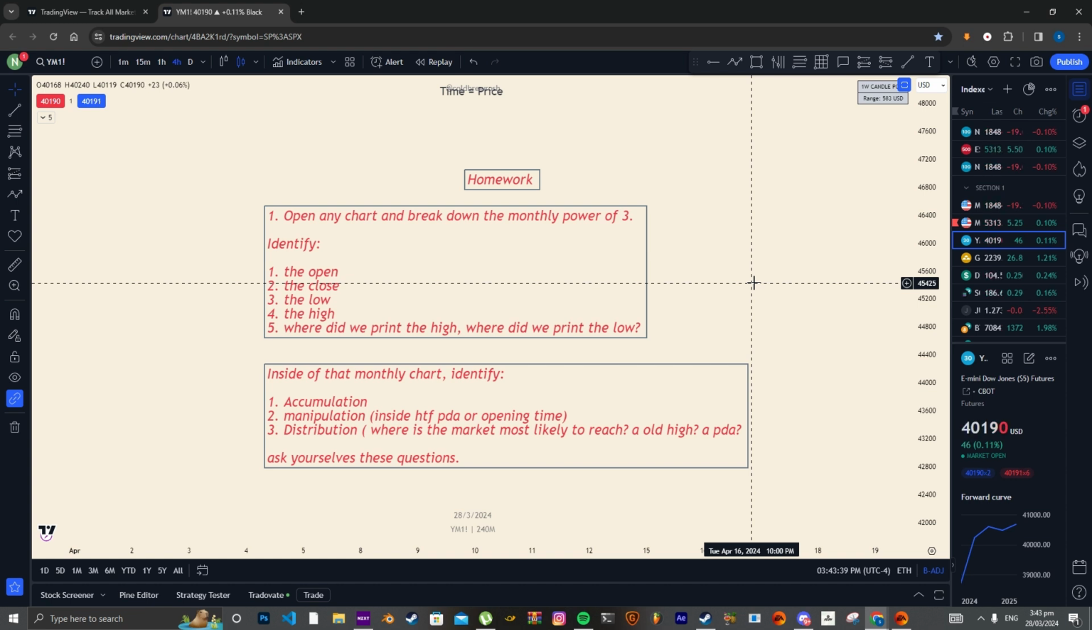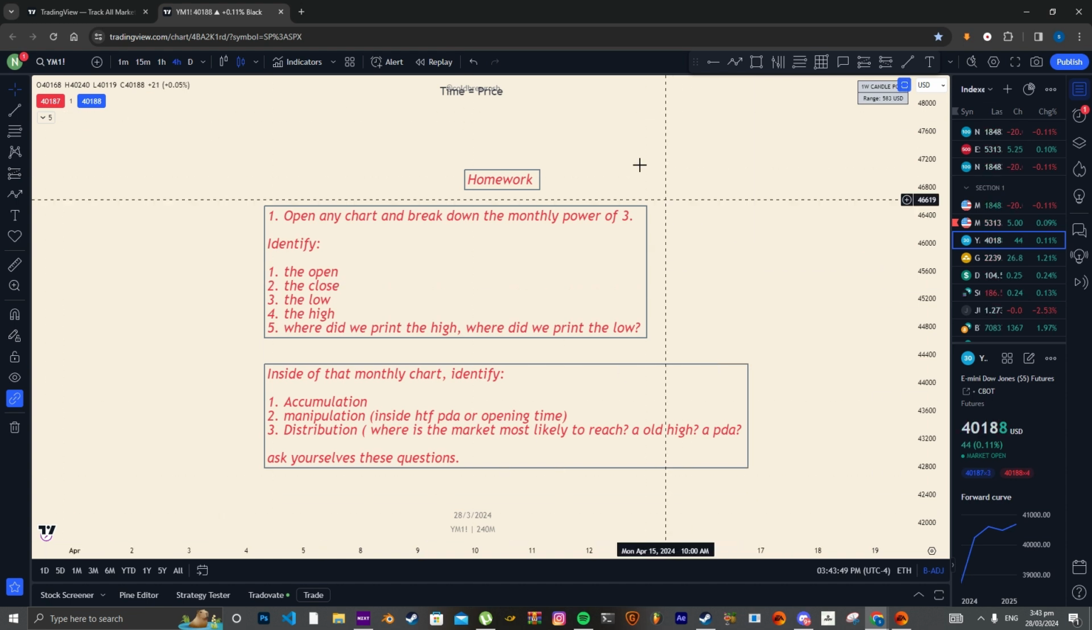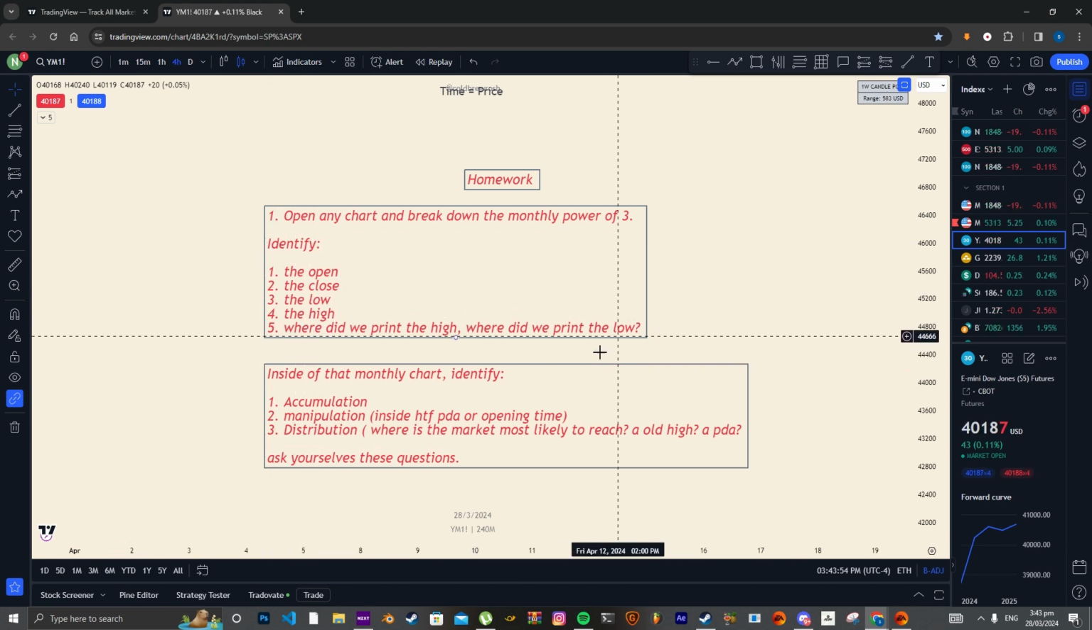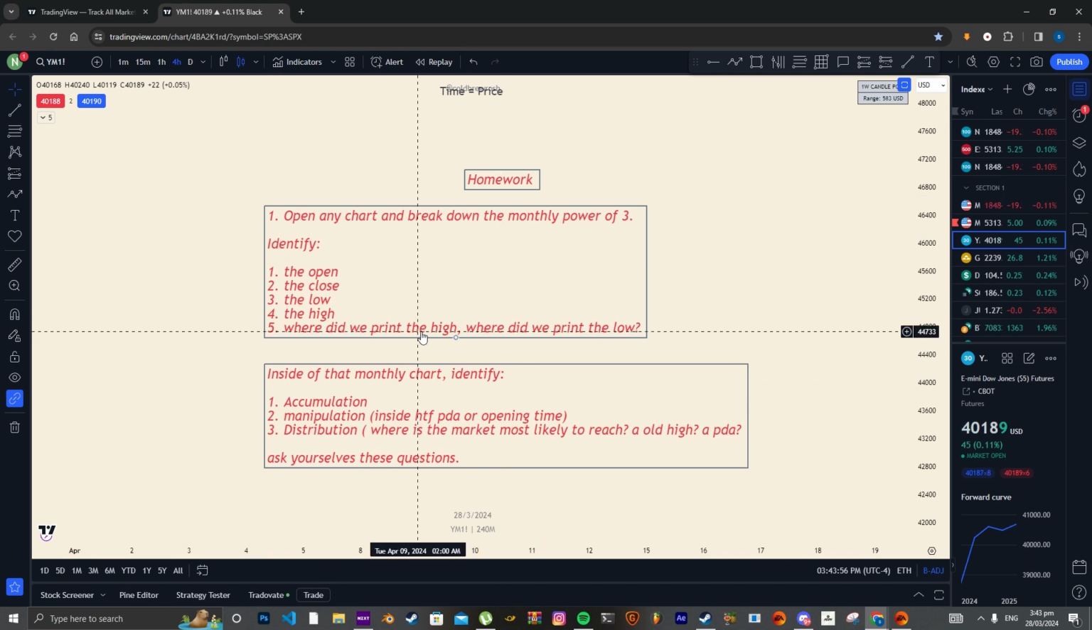So when the week opens, I'm marking out the open and the close of the week, and I'm determining the low or the high based on SMT and based on liquidity alone. So open any chart and break down the monthly power of 3. Identify the open, the low, the high, and the close. Then mark out where we printed the high and where we printed the low. Specifically, what time of day did we print it, what day of the week, or what week of the month did we print the high or the low.